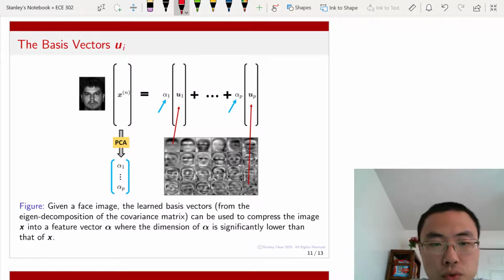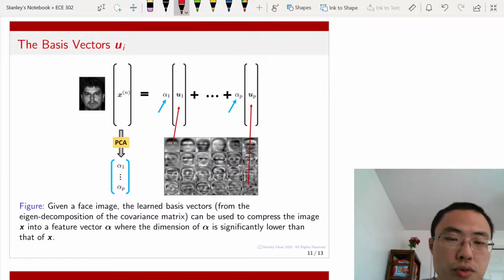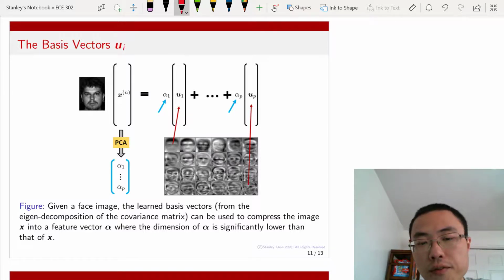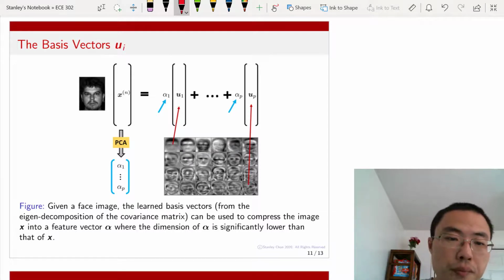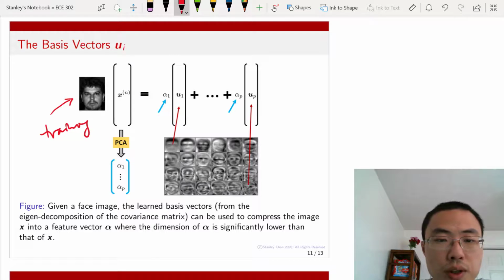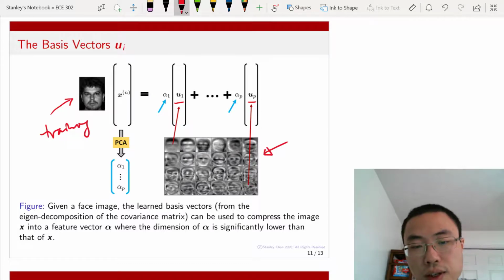In practice, what do you do? This diagram shows you the practical flow of how you compute the basis vectors as well as the principal component analysis coefficients. Let's say you have a training image. You can train to obtain this U1 through UP. These are obtained from the training set, and the shapes of your eigenfaces are shown here.